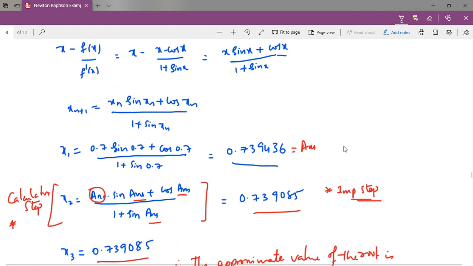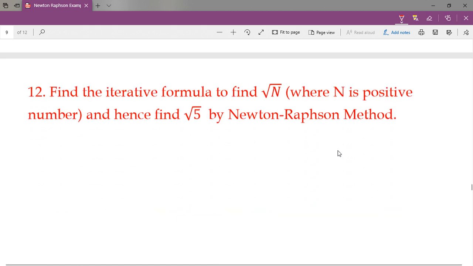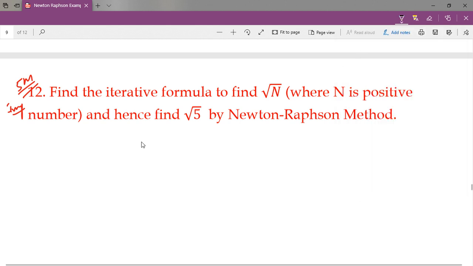So this is the 11th problem. Now let us go for one more very important problem, which has been asked in the previous examination for 5 marks. The question is: find the iterative formula to find root n, that is square root of n, where n is a positive number, and hence find root 5 by Newton-Raphson method.